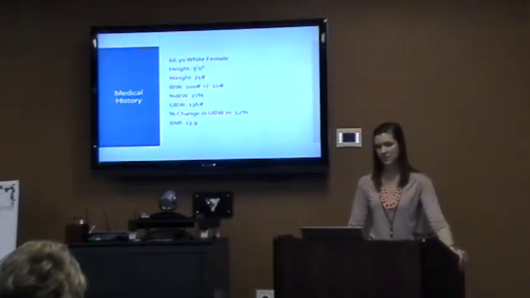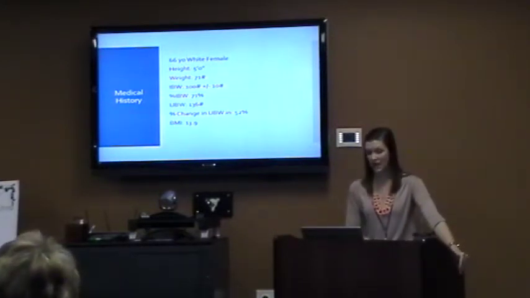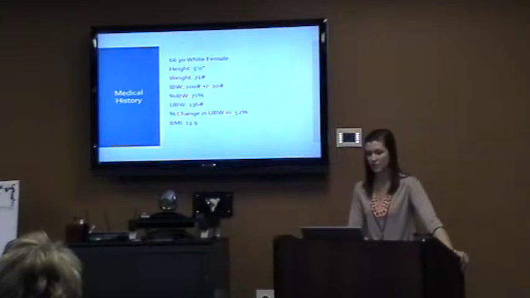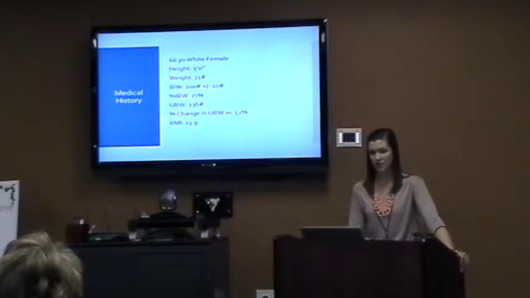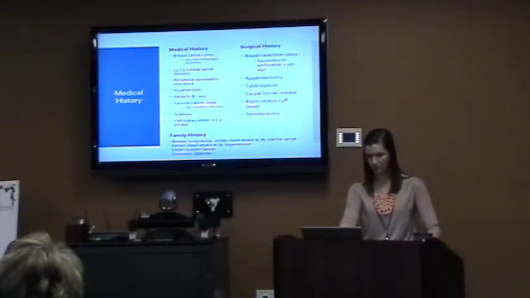So she is a 66-year-old white female, 5 foot, weighed 71 pounds. Her ideal body weight for her height was 100 pounds plus or minus 10 pounds, so she is 71% of her ideal body weight. Her usual body weight was 136 pounds, about 3 to 4 years ago. So she had a 52% change in her usual body weight, which is a pretty big chunk. And her BMI is 13.9, a very little lady.